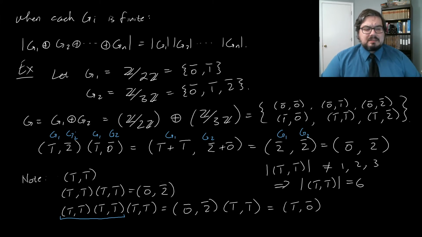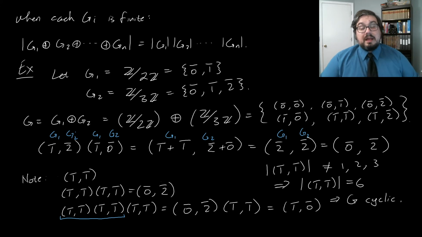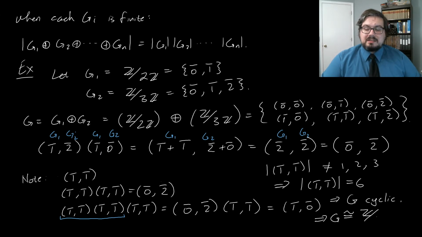Now let's think about what this means for the group G here. This means that G is cyclic, and (1 bar, 1 bar) is a generator for it. Furthermore, we know from a previous work that a cyclic group of order 6 must be isomorphic to Z mod 6Z.